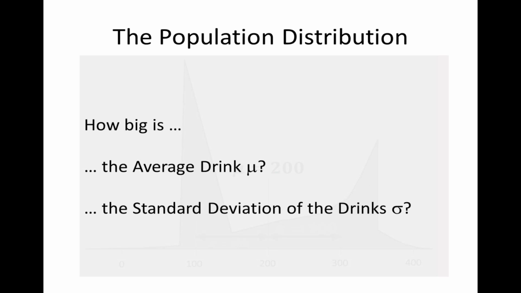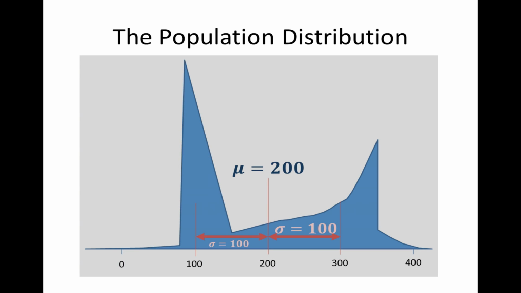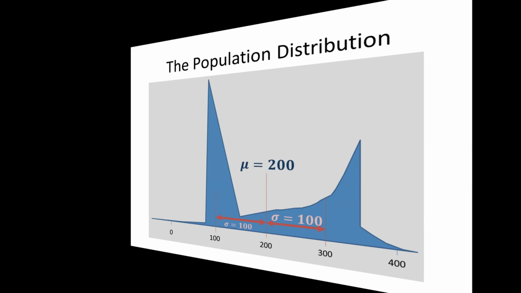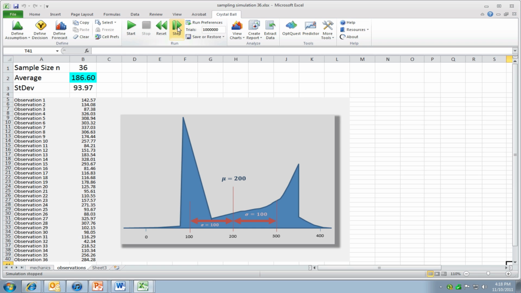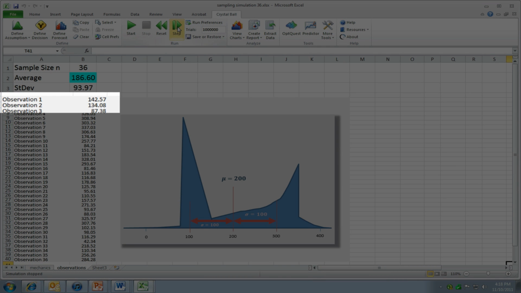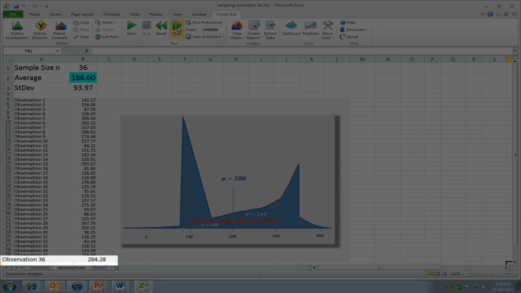But here, to develop insights, we take the opposite route. We assume we know the population distribution, and from that, we will develop some insights about the sample mean and the sample standard deviation. To do this, I have entered this distribution into Crystal Ball and let Crystal Ball simulate 36 observations from that distribution. So let's see how this works. If I press Step, Crystal Ball will randomly take 36 observations from this distribution. So for example, observation 1 is 142.57 milliliters. Observation 2, 134.08 milliliters. And so on up to observation 36, which is 284.28 milliliters.